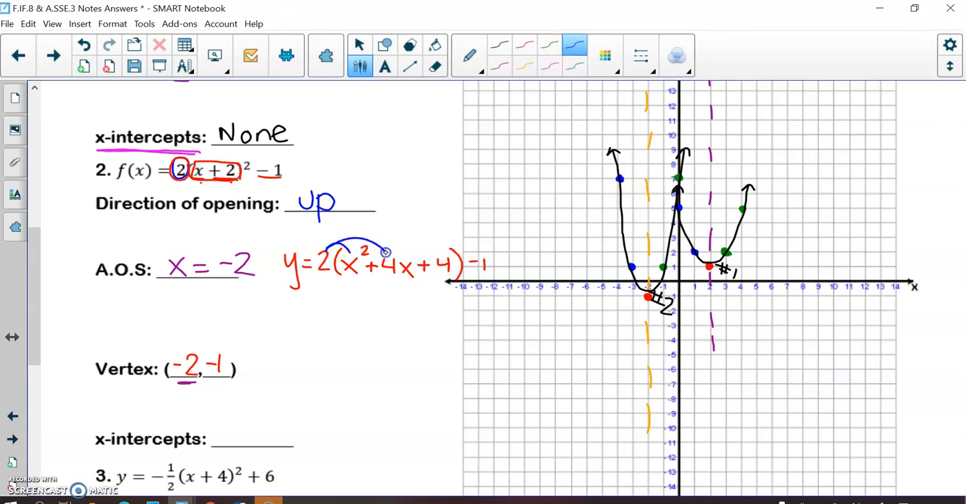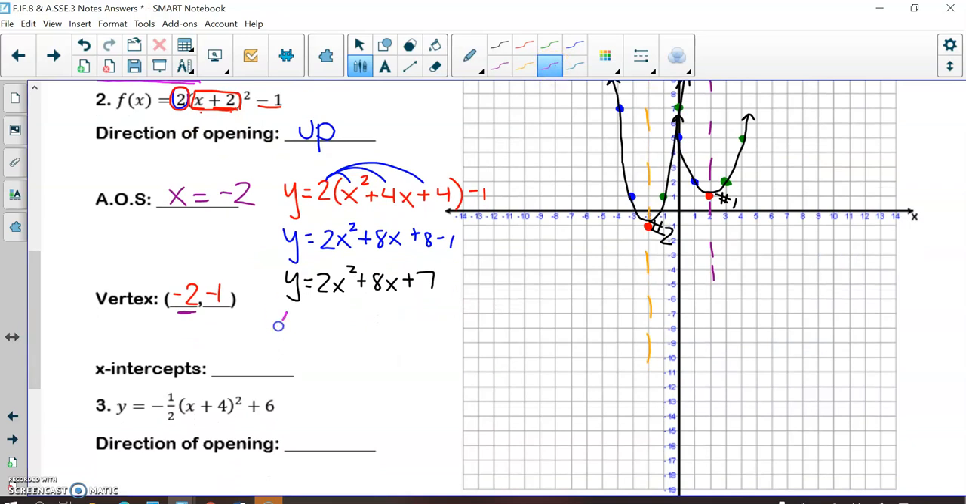Now I'm going to distribute this 2 into the parentheses, so I have y is equal to 2x squared plus 8x plus 8 minus 1. Now I have y is equal to 2x squared plus 8x plus 7. All right, I'm going to use the quadratic formula to find my x-intercepts. So x is equal to the opposite of b plus or minus the square root of b squared minus 4 times my a value times my c value, all over 2 times my a value.